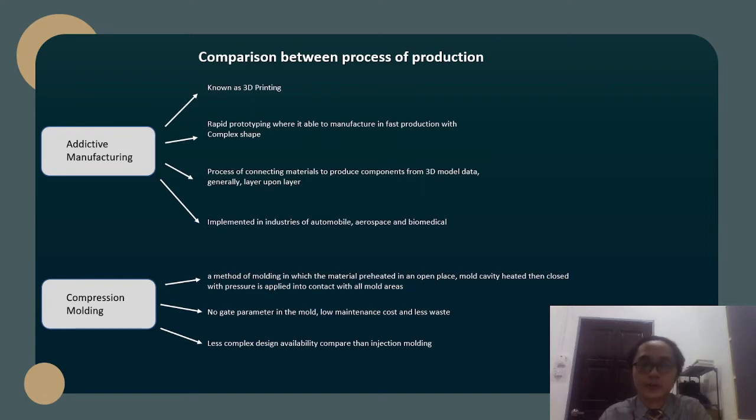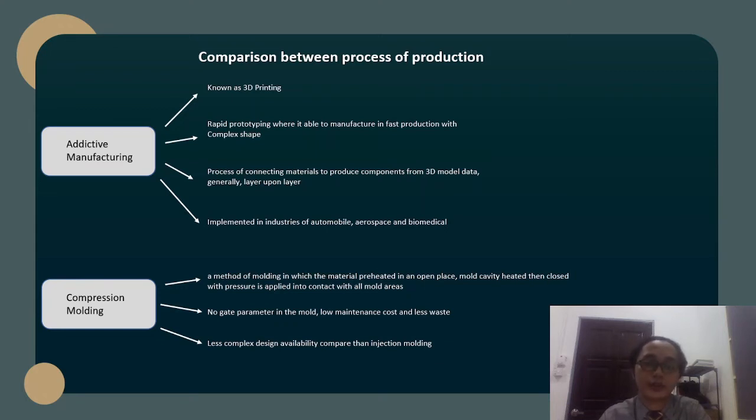The next process is compression molding. In compression molding, the material is preheated in an open place. Then, the mold cavity is heated and closed, with high pressure applied at the contact of the mold areas. Thus, the part is produced following the mold design. It is similar to injection molding.